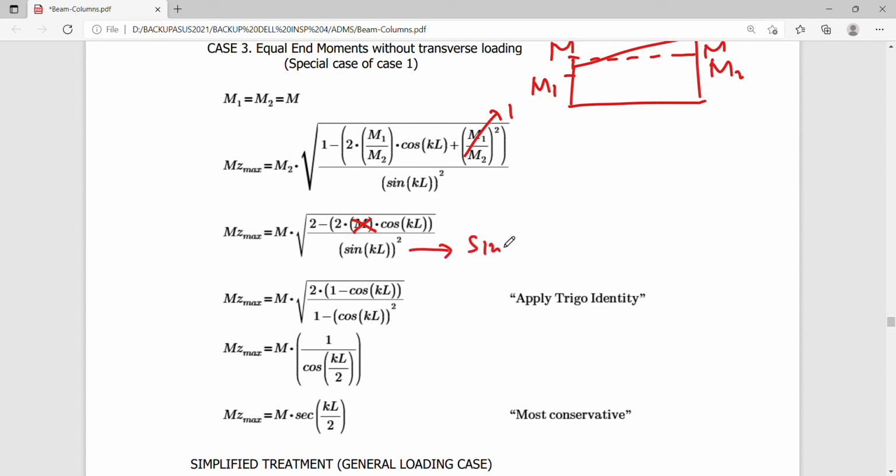sine is simply equal to 1. So this is now your identity application, such that your 2 del will involve again an identity on the half angle, or what you call the half angle formula.